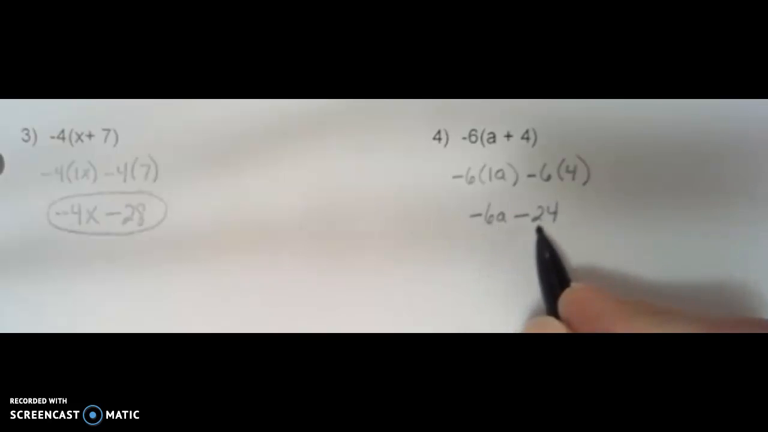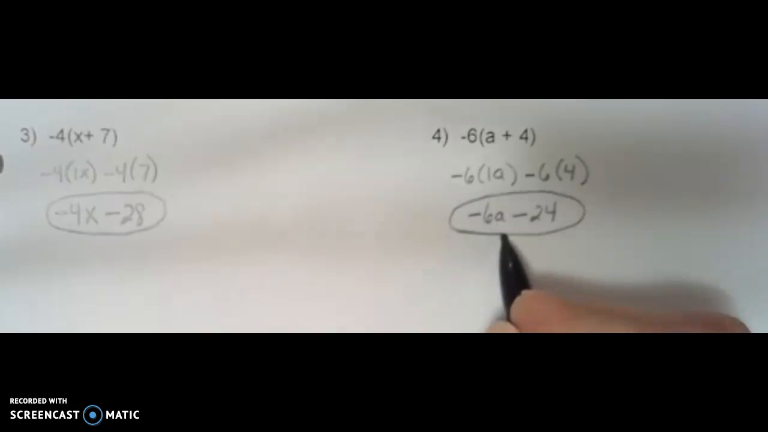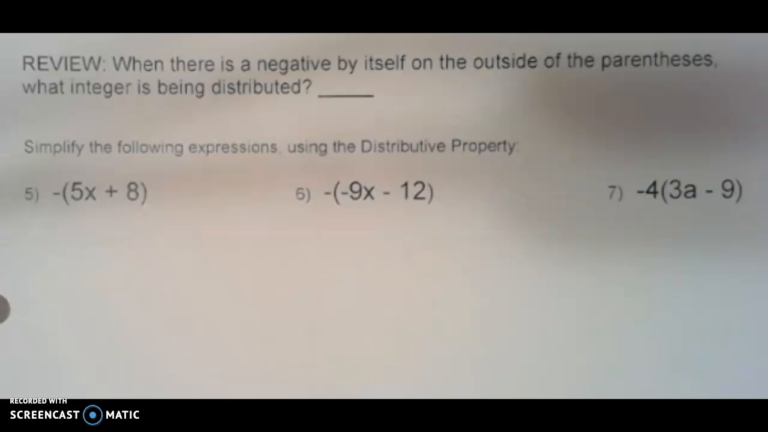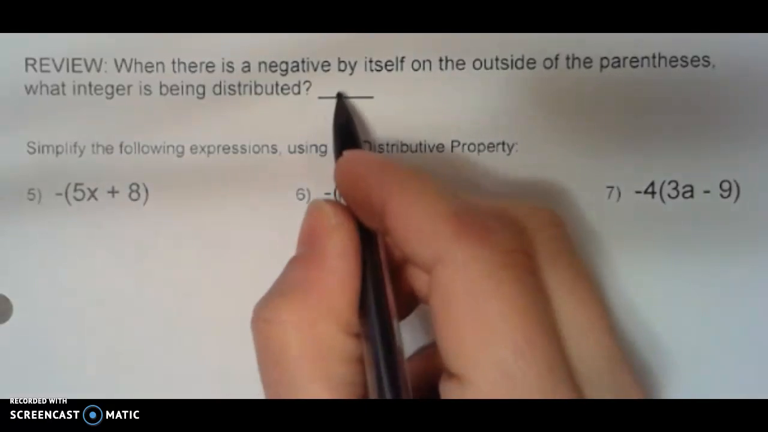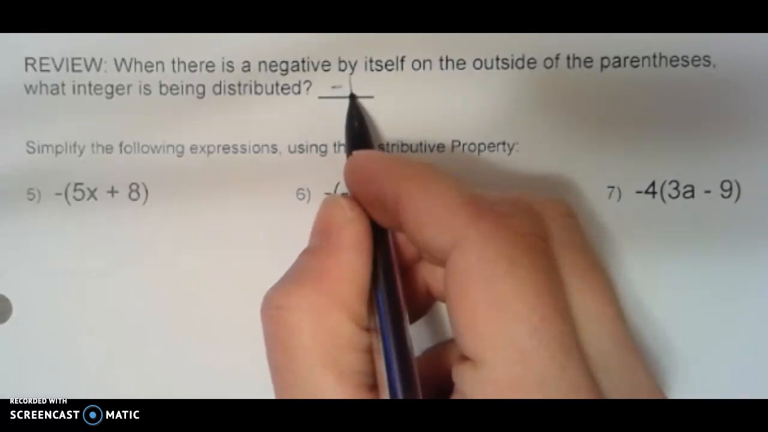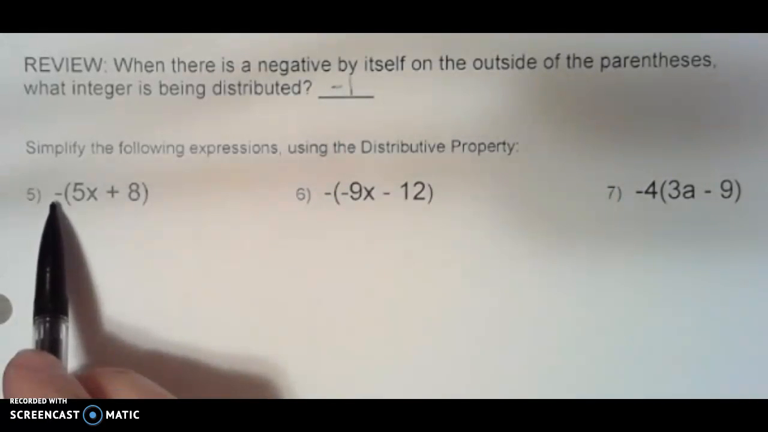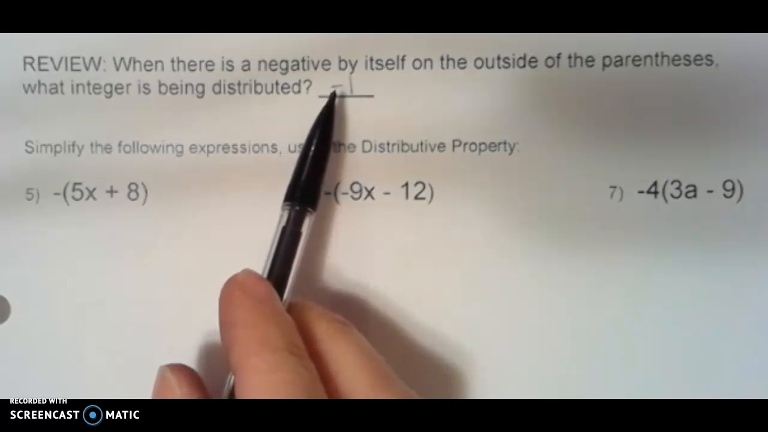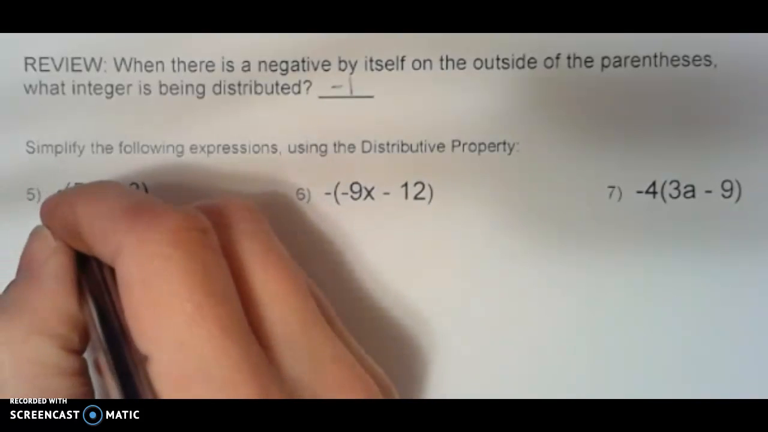So -6a minus 24 is the equivalent expression. In the past, we've seen a negative by itself on the outside of the parentheses. When there's a negative by itself on the outside of the parentheses, what integer is being distributed? Well, we need to remember that that's the integer -1. A negative symbol all by itself is really the number -1. So in this first example, we can draw that in there.